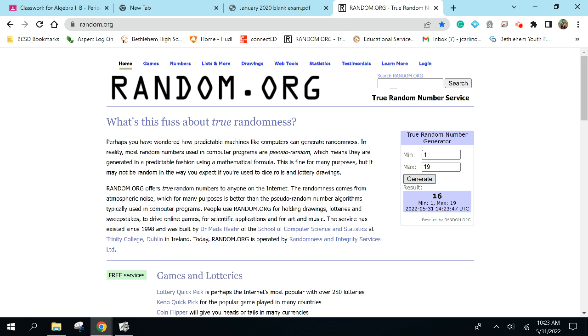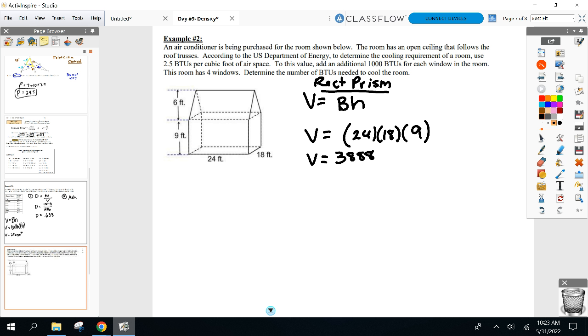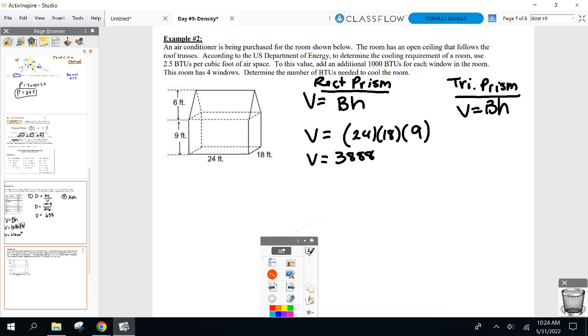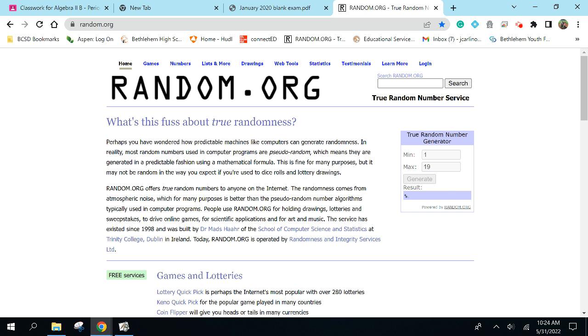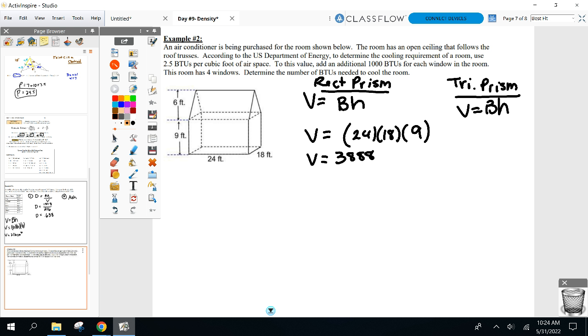Up top, triangular prism. Still BH because it's a prism. All right, but how do I calculate big B here? What's the shape of the base? Oh, triangular prism, Lucy. Triangle. You ready? What's the area formula of a triangle, Lucy?